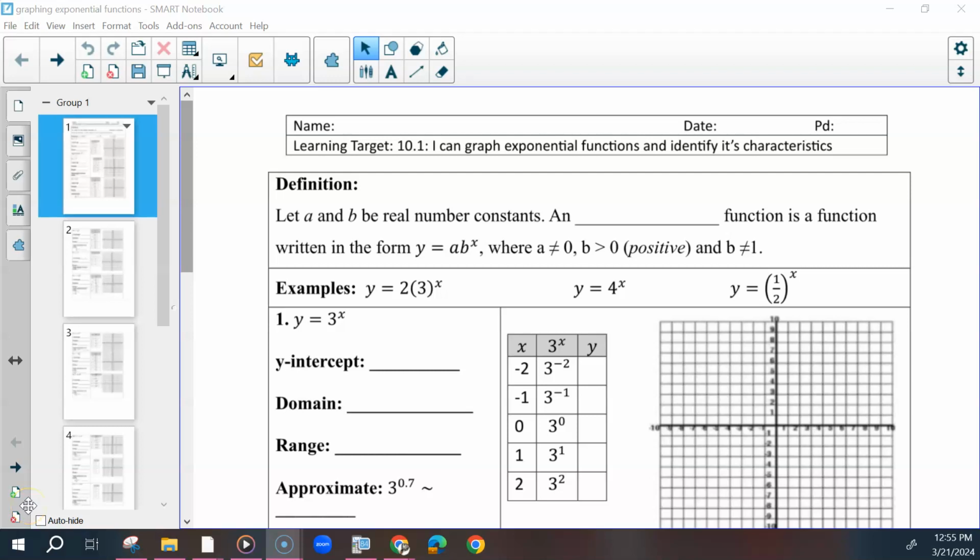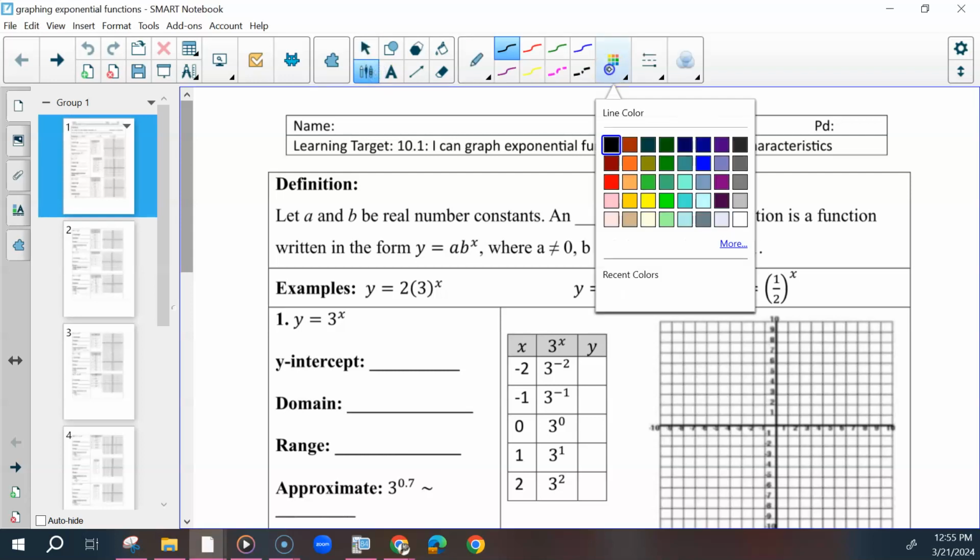In this video, we're going to be talking about how to graph exponential functions and talk about the characteristics, be able to identify the characteristics. So first, we're going to talk about the definition.